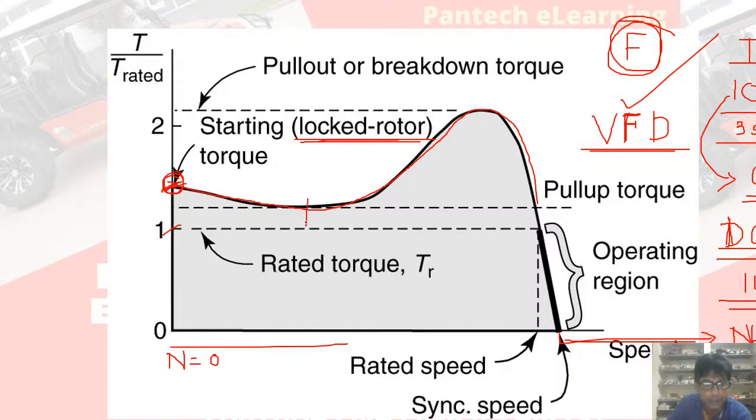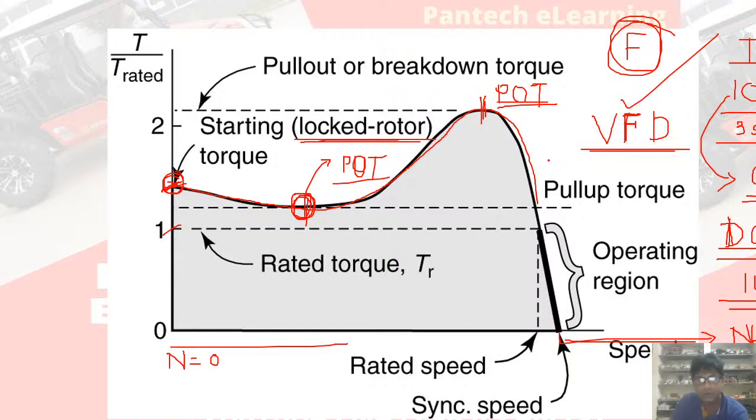And the point where the torque comes down to a minimum is called the pull up torque, denoted by PUT. And the point where the torque is maximum is called the pull out torque, or breakdown torque, or the stalling torque.